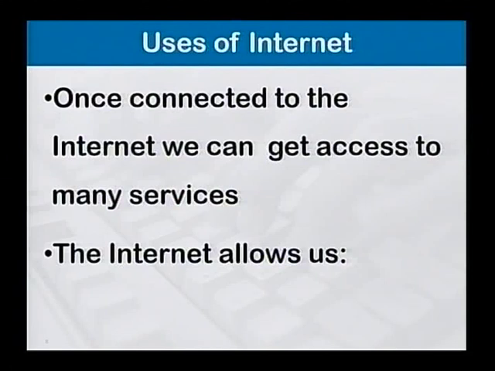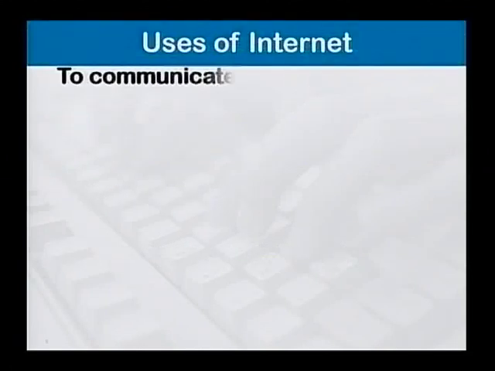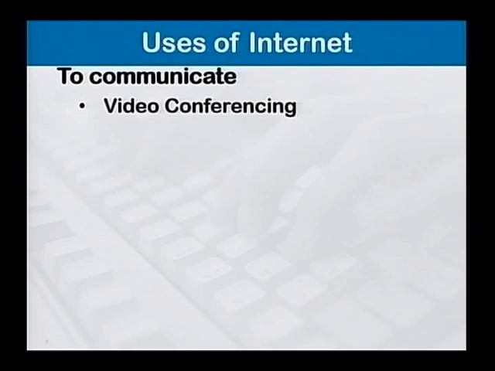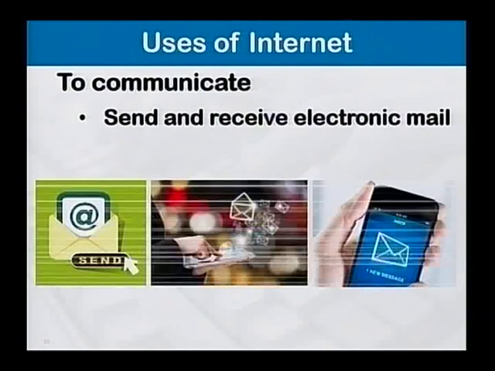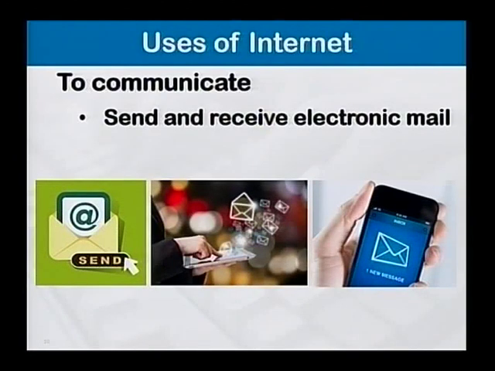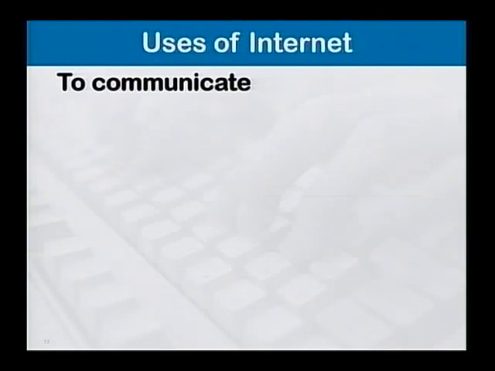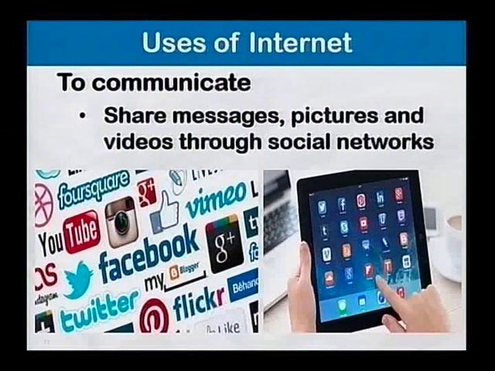The internet allows us to communicate through video conferencing, also known as teleconferencing. That is a meeting among people who are at different places, but who can see and hear each other. This is a topic we have already learned about in Unit 1. Another way to communicate is by electronic mail or email. We are going to learn about email in another lesson. We can also communicate by sharing messages, pictures, and videos through social networks.